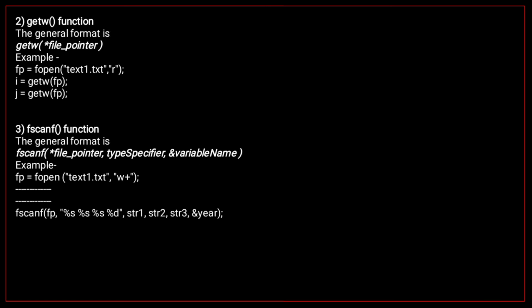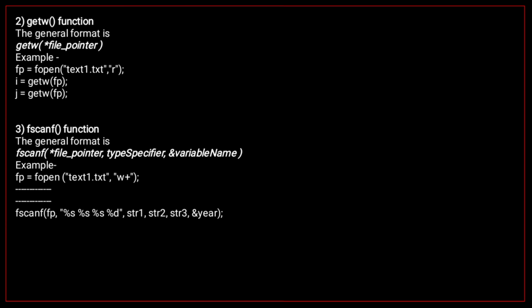Next function is the getw function. The general format is getw(FILE *fp). This function is used to read an integer value from the specified file which is opened in reading mode. If the data in the file is a set of characters, then it reads the ASCII values of those characters. Now see the example: fp = fopen("text1.txt", "r"); i = getw(fp); j = getw(fp); This is the use of the getw function.